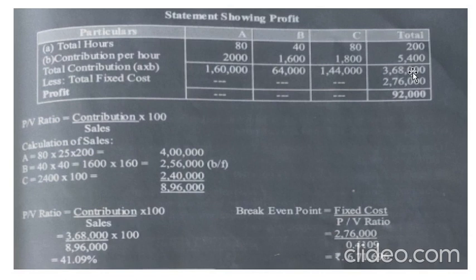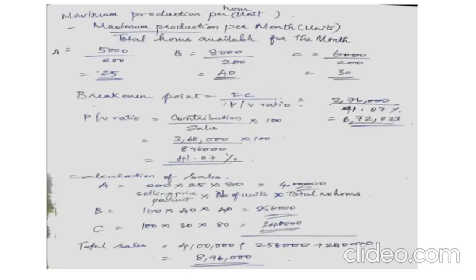So the total contribution that we have got is 3,68,000. So 3,68,000 divided by sales. This is where you're going to find out sales. In the question, contribution is given, sales per unit is given, but the total sales is not given. So you need to divide it by the total sales. So we will calculate the total sales.